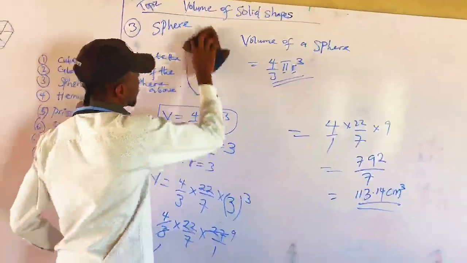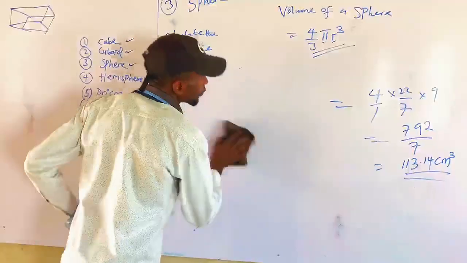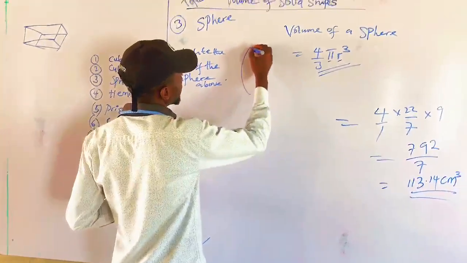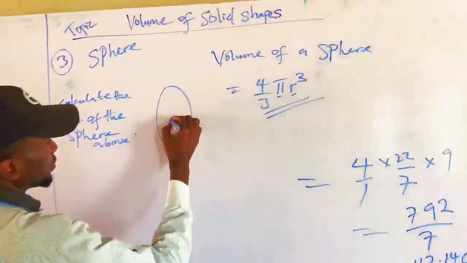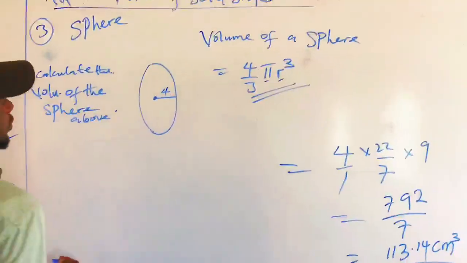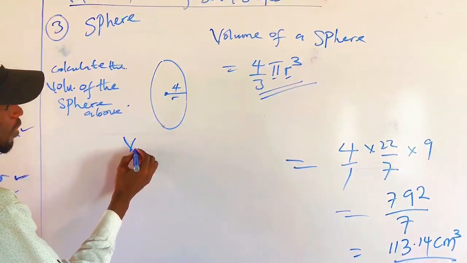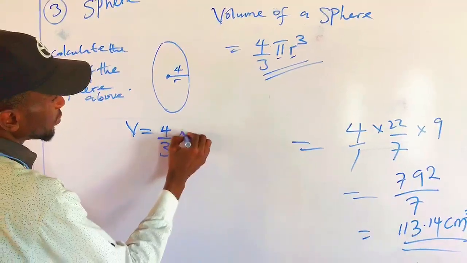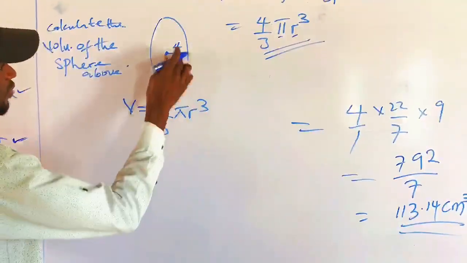Example 2. This is our sphere, and we are given our radius. Let's say here it is 4. Alright. I want to calculate the volume. We already said using the formula, volume is equal to 4 over 3 pi r cubed. This is the formula of the sphere. So our radius is 4 in this case.